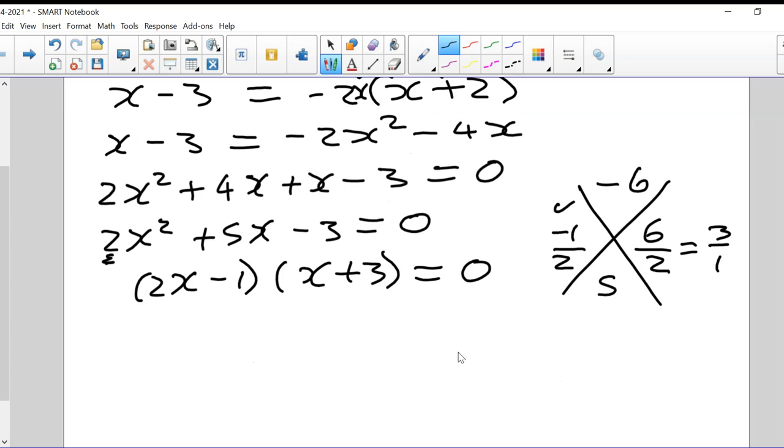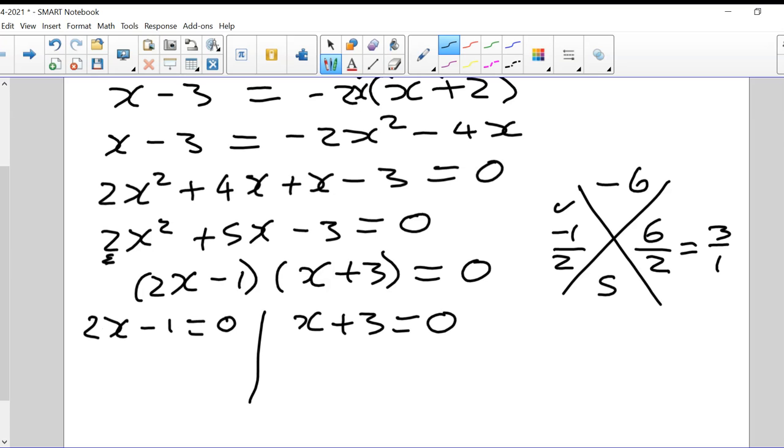Okay, so according to the zero product law, I'm multiplying two things and getting 0. It means that either both of these are 0, or at least one of them is 0. So 2x minus 1 is 0, or x plus 3 is 0. And in this case, x is equal to 1/2. In this case, x is equal to minus 3. So there are actually two answers for the question.